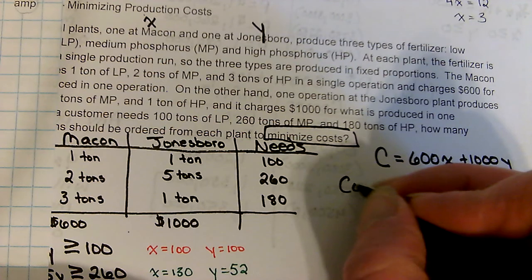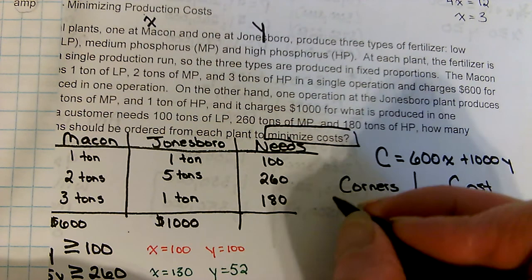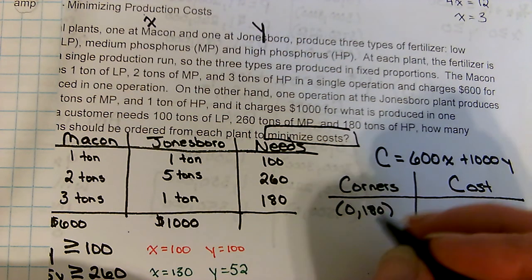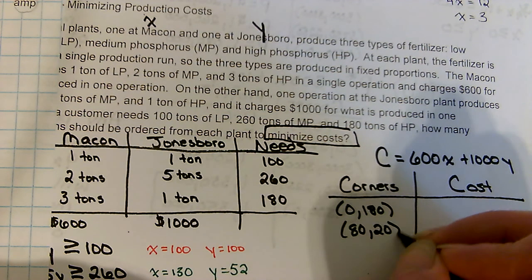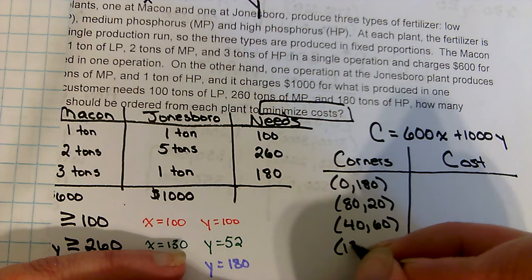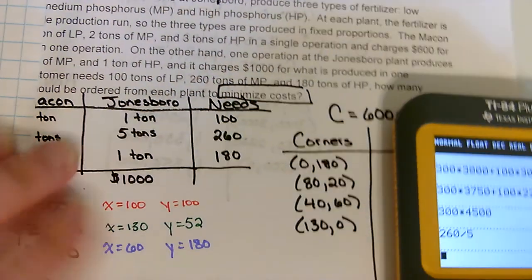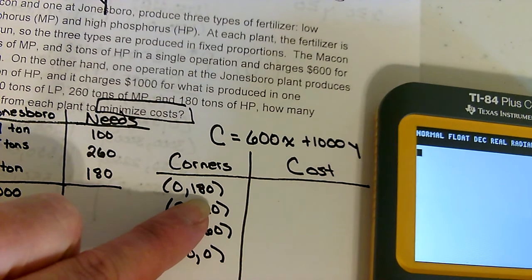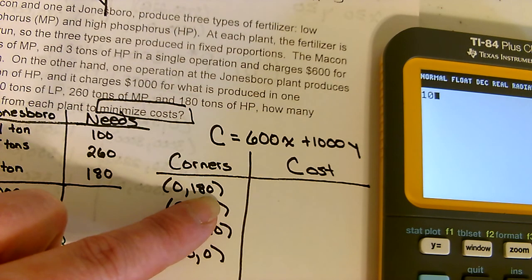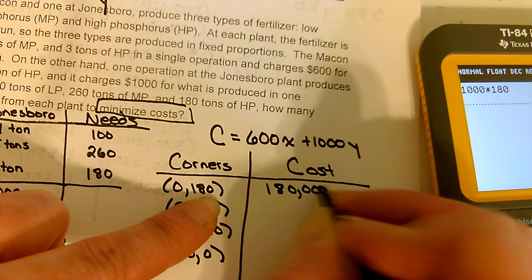So we have 4 corners, and we want to know our cost at each of those 4 corners. And I'm just copying these straight over from that scratch paper. We're going to be plugging each of these into the cost function. For the first one, it's nothing happening at plant X, which was Macon. Everything's only being done in Jonesboro. So it's 1,000 times that 180. That's $180,000 cost.